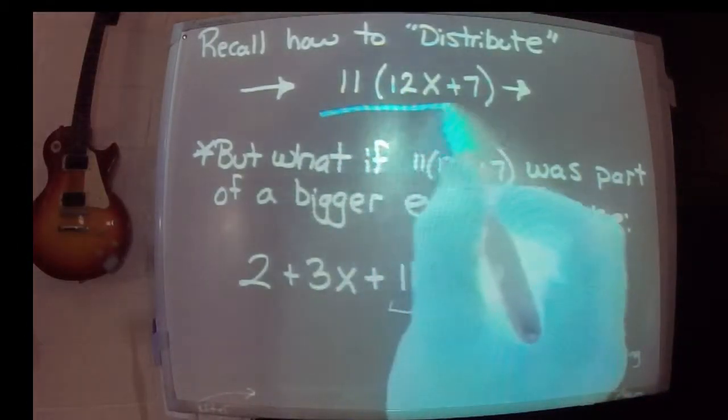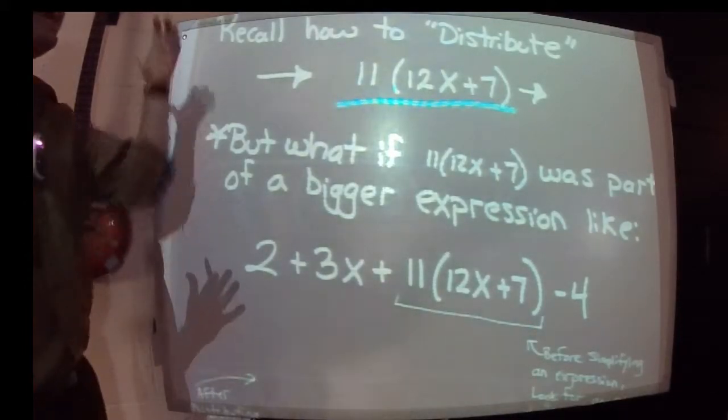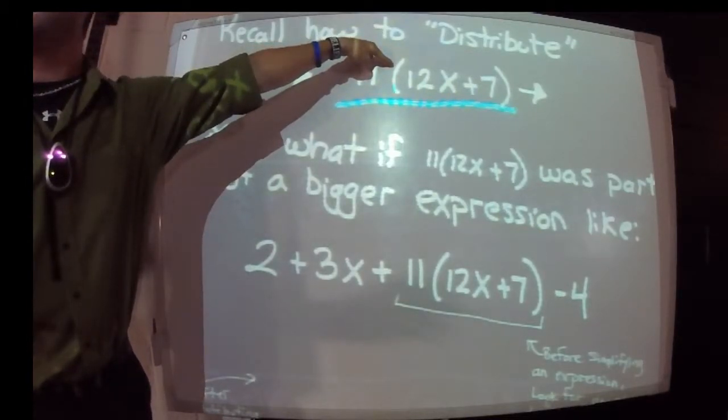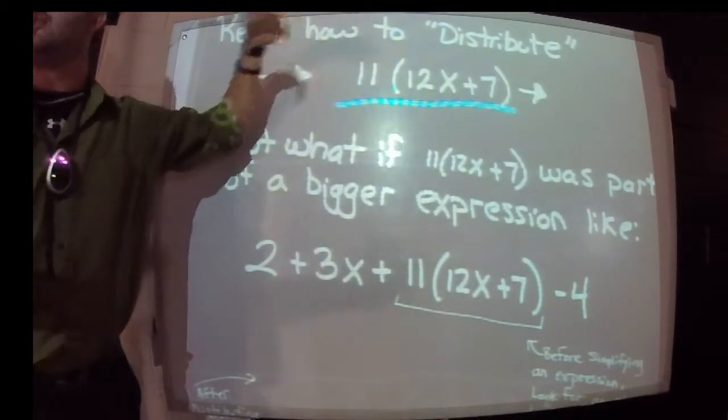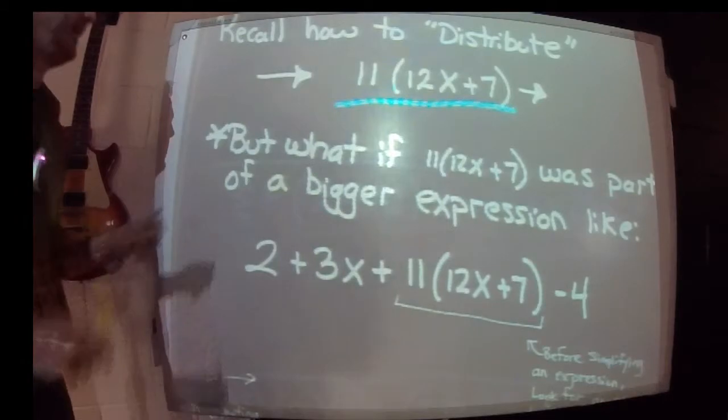How do I know what signifies when distributing might need to occur? A number outside of parentheses. I got a parenthesis and I got a number outside of it. Usually to the left. 99 times out of 100 it's going to be to the left. One time it's to the right. It's still the same thing.